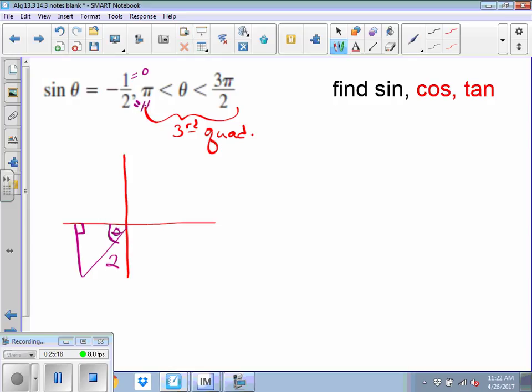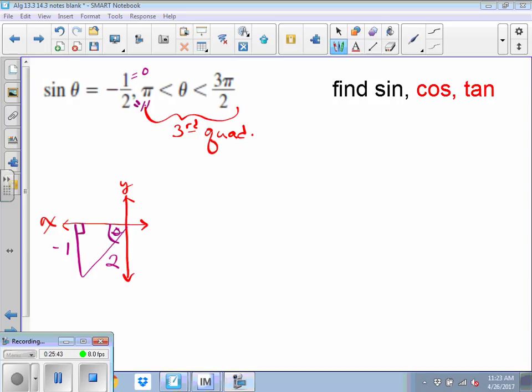So you cannot make the 2 negative, because that's the length of the hypotenuse. So opposite is -1. So what value are we missing, x or y? X. We're missing the x value. So you have to go find that. Anybody get it? What's x? Negative square root of 3.